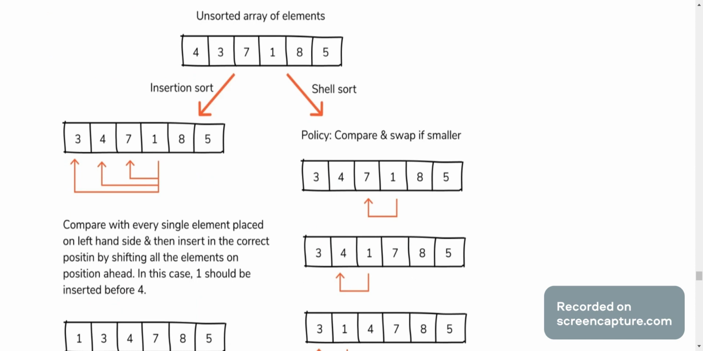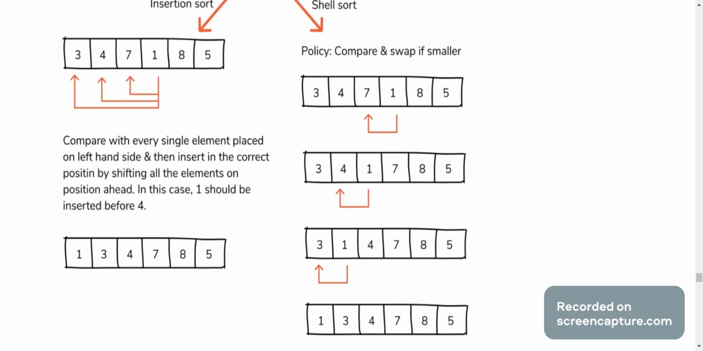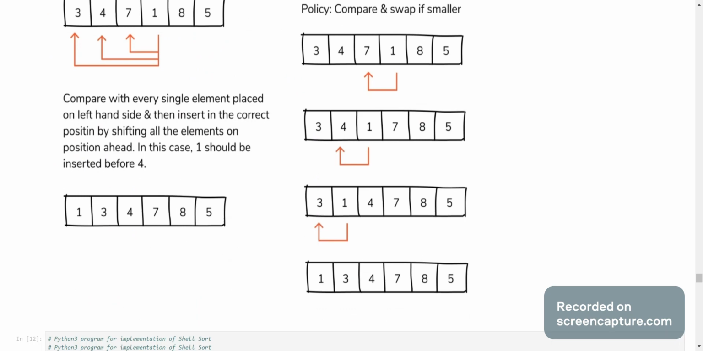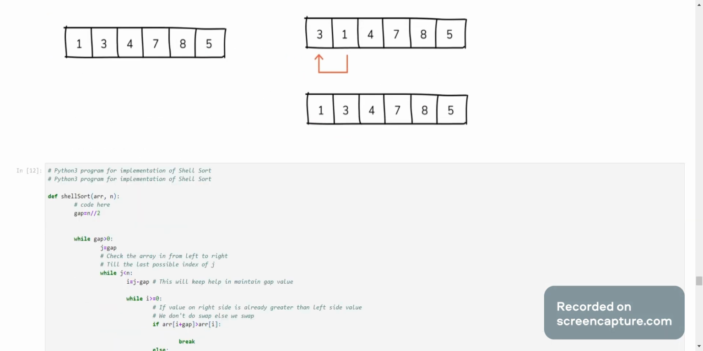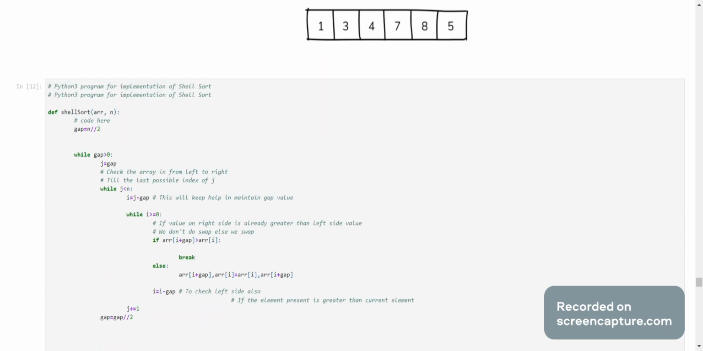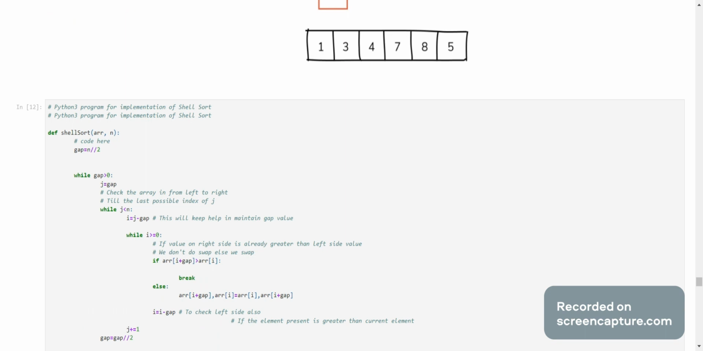So I have a pictorial diagram right here. There is an unsorted array of elements. And on the left side, you'll see how insertion sort works, where you compare with every single element placed on the left side and then insert in the correct position. You do this manually, step by step. You can see by the arrows. And then shell sort, compare and swap with smaller. We just took a large h. Sorry, the h was actually 3 here. Gap is equal to n divided by 2.